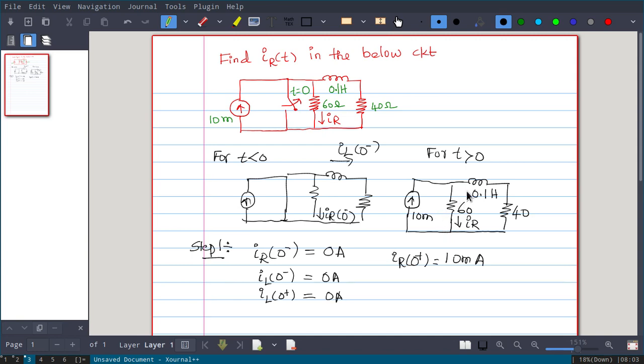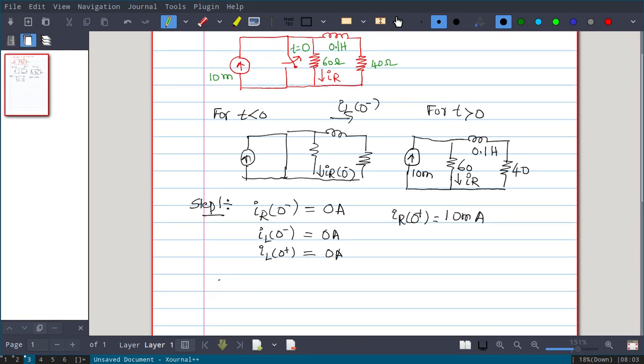But as time passes, current will pass through the inductor because it resists only abrupt change. After that it will slowly allow. So once it slowly allows the current, finally this will act like a short circuit. So it will be like two branches, 60 ohm and 40 ohm resistor, and the current flowing through this branch can be calculated using the current divider formula. Okay, so in step one we just calculate IR of 0 minus, IR of 0 plus, and IL of 0 minus and IL of 0 plus.